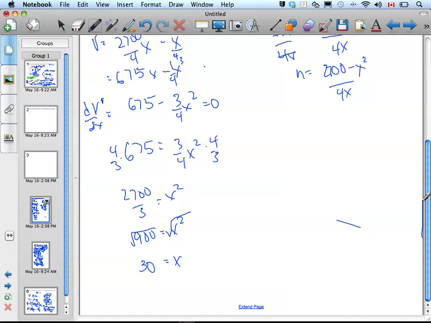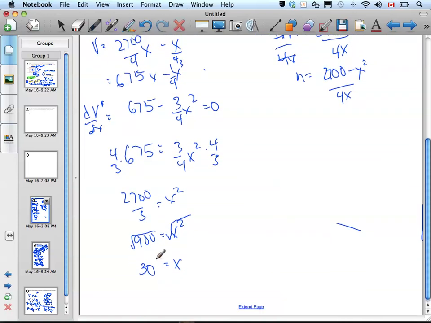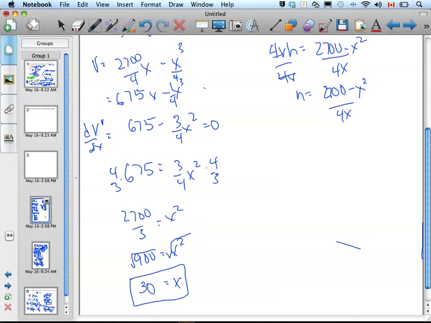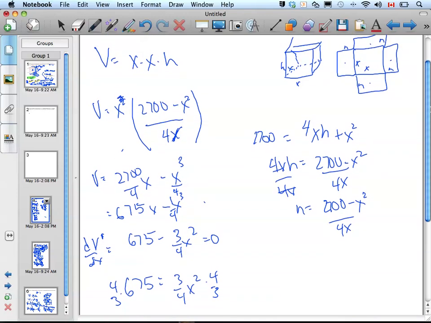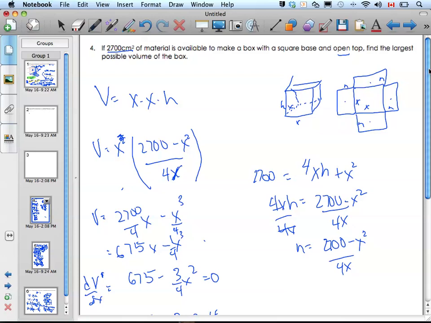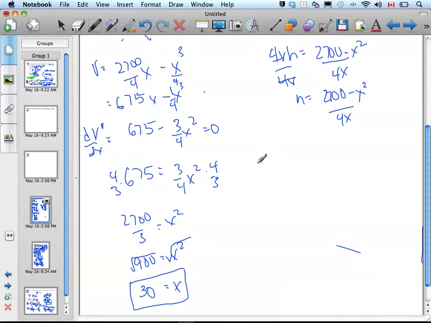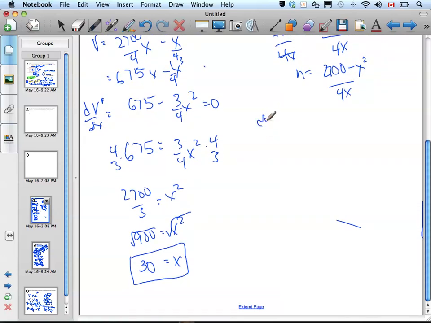X is a length, so I can ignore the negative part. So I get x equal to 30. If we look at our question, it's talking specifically about finding the largest possible volume. Well, let's make sure we have a maximum. So we take the derivative over x and make a sign chart. This is the volume, and I know this is 30.